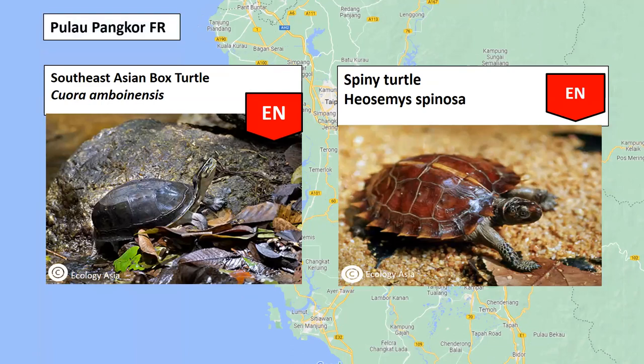Okey, seterusnya ialah spesies terancam yang telah dikenal pasti berada di Pulau Pangkor Forest Reserve ada dua, iaitu Southeast Asian Box Turtle dan listed sebagai endangered dan juga Spiny Turtle. Dan dua-dua spesies ini adalah terancam, statusnya ialah endangered.